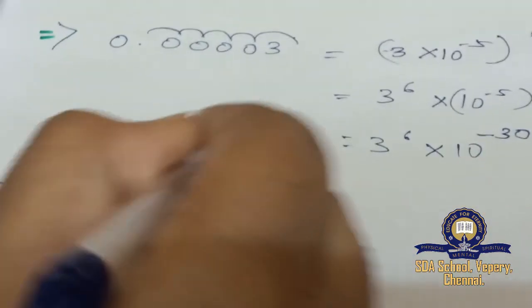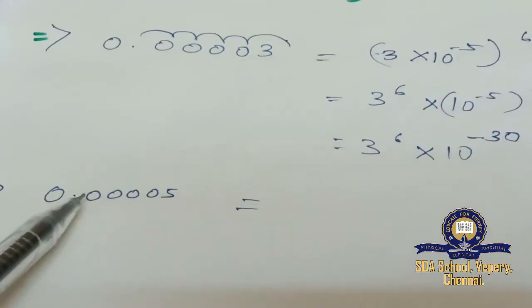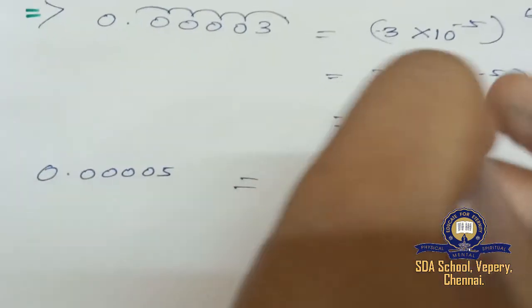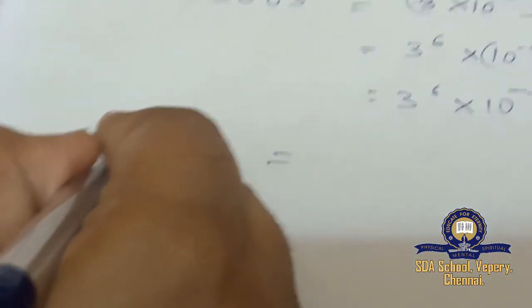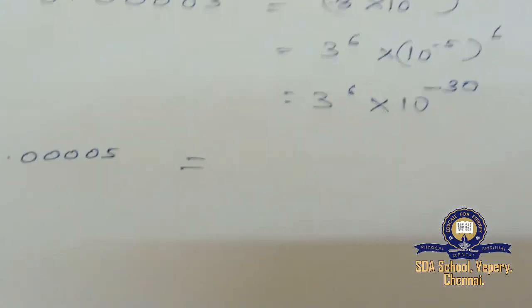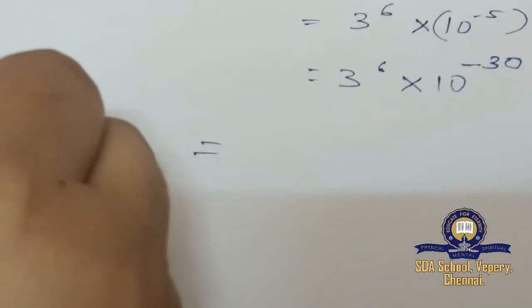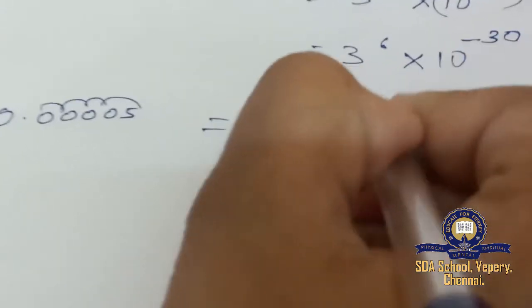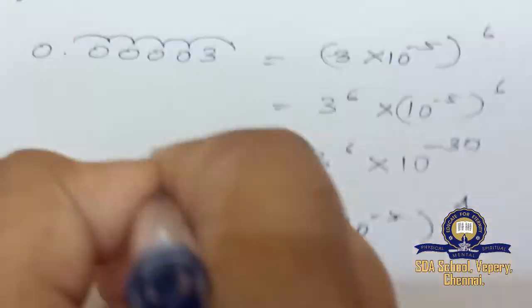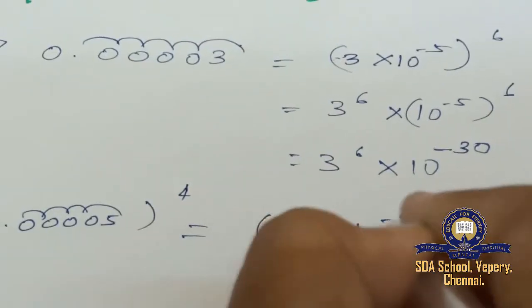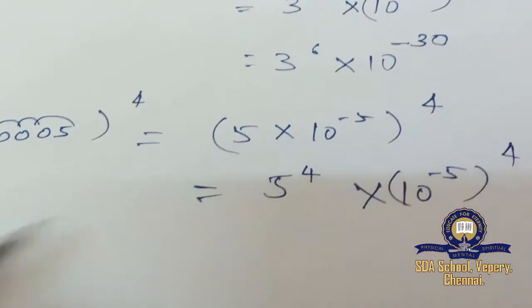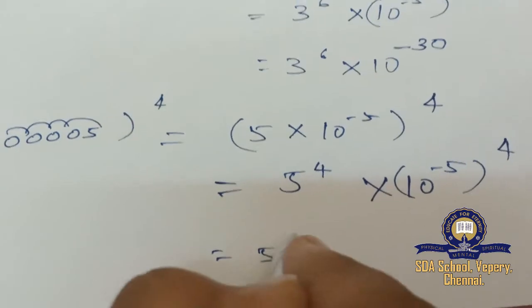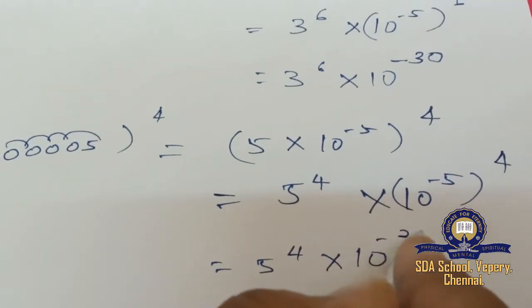0.00005, the whole power 4, let it be as it is. Then it will become 5 power what? How many decimal places are there? Where should I move this? 5 places it has to move. So 5 into 10 power minus 5. Now I have power 4, right? Now I can put power 4. It will become 5 power 4 into 10 power minus 5 into power 4. Then it will become 5 power 4 into 10 power minus 20.